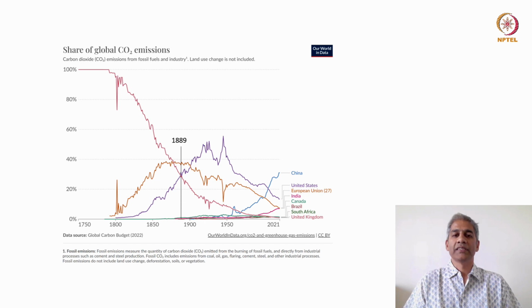This graph shows us the changes to the share of global CO2 emissions as a function of time for various countries. So the line in pink or purple is for the United Kingdom, and it shows us that it started out by contributing a majority of the share to global CO2 emissions in 1750 because it was an early pioneer in the Industrial Revolution. And then you start to see its share decreasing as the years progress. And in 1889, you see an inflection point where the US overtakes the UK in share of CO2 emissions.